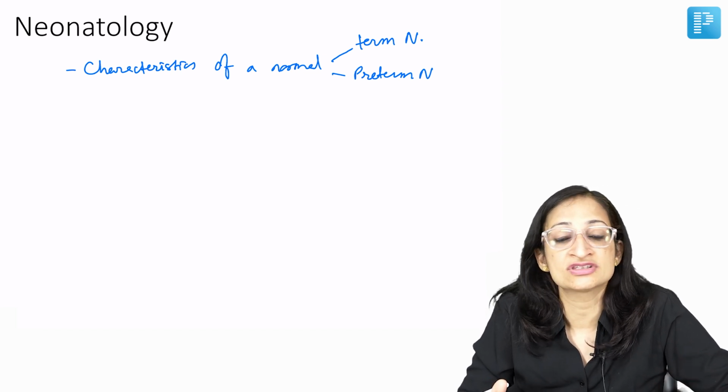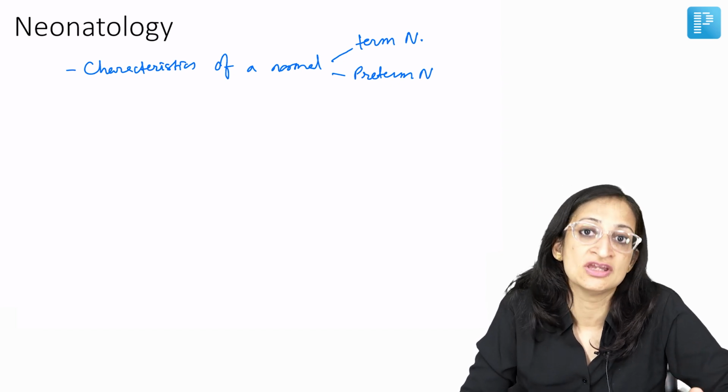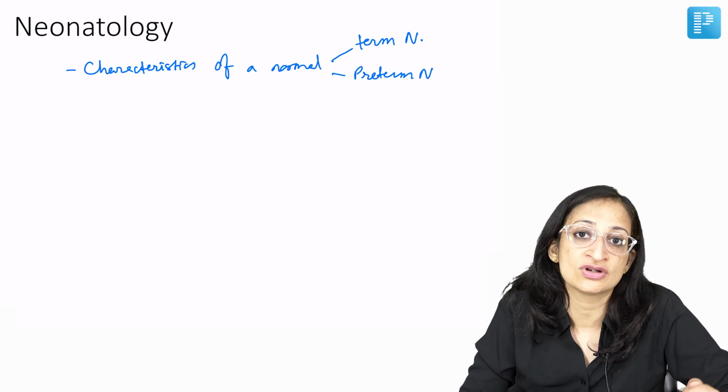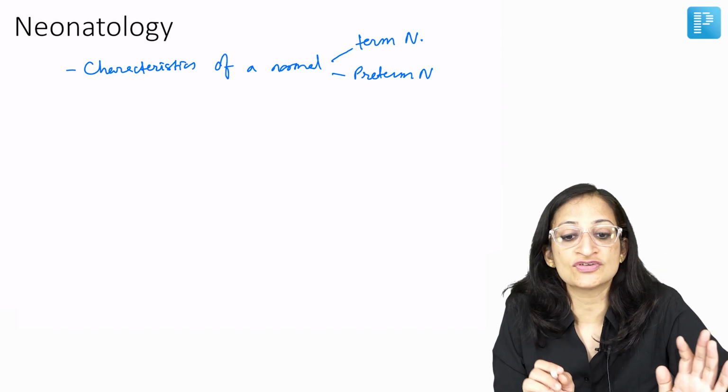So a baby was there who had not passed urine in the first 24 hours of life. What do you do next? So you reassure, because sometimes the first urine might be passed even after 48 hours. Okay. So, characteristics of a normal term neonate.